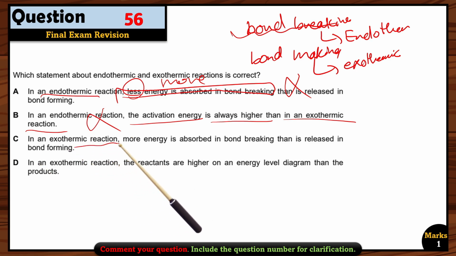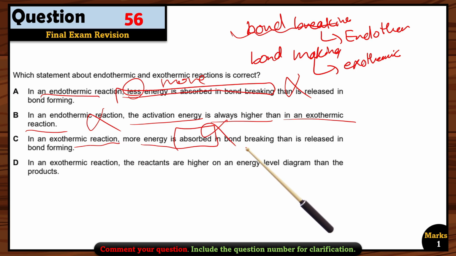In an exothermic reaction, okay, more energy is absorbed. Again, wrong. An exothermic reaction always releases more energy. They don't absorb more energy. So you don't have to read the complete statement. You just know that okay, more energy is absorbed. It's wrong. In exothermic, more energy is never absorbed.